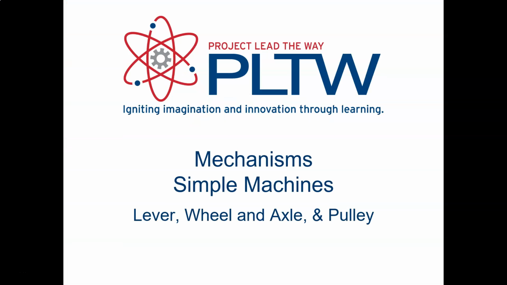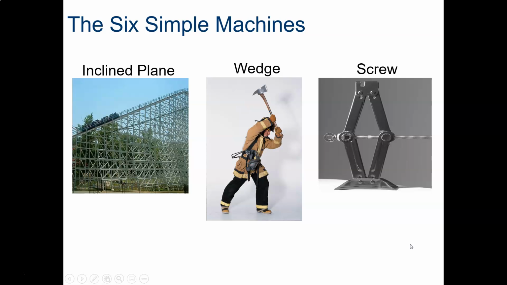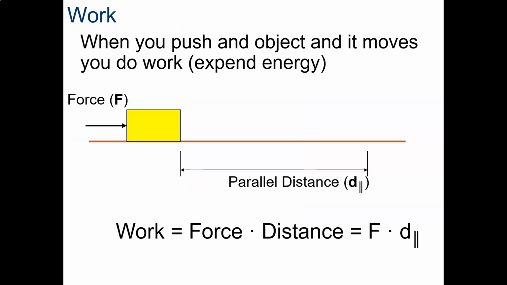Hello, today we're talking about simple machines, and more specifically in this first part we're just going to be looking at mechanical advantage primarily. So, six simple machines. There's the lever, the wheel and axle, and the pulley. There's also the inclined plane, the wedge, and a screw. Those are the six basic types.